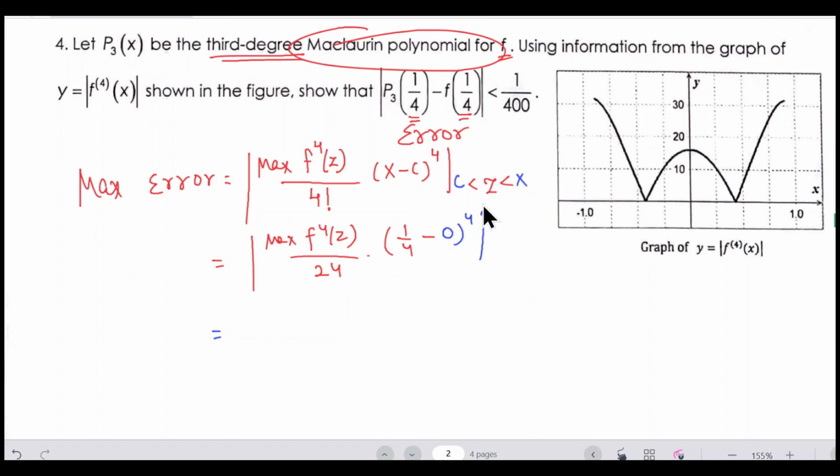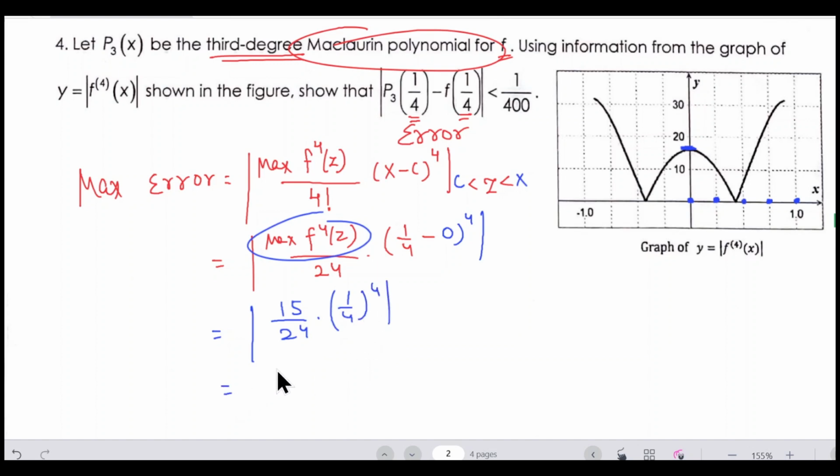Okay, now between 0 and 1 over 4, 0 is right here and 1 over 4 is this, because this is 1/2, this is 3/4, and this is 1. So between 0 and 1 over 4, what is the maximum value of the absolute value of this function that we are looking for? Isn't that just this, which is 15? So can I replace this with 15? This is 24, and this is 1 over 4 raised to 4, right?